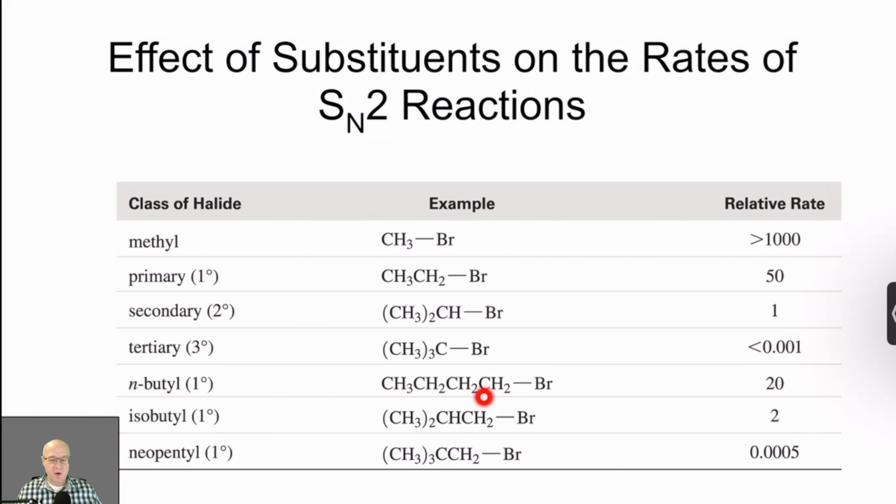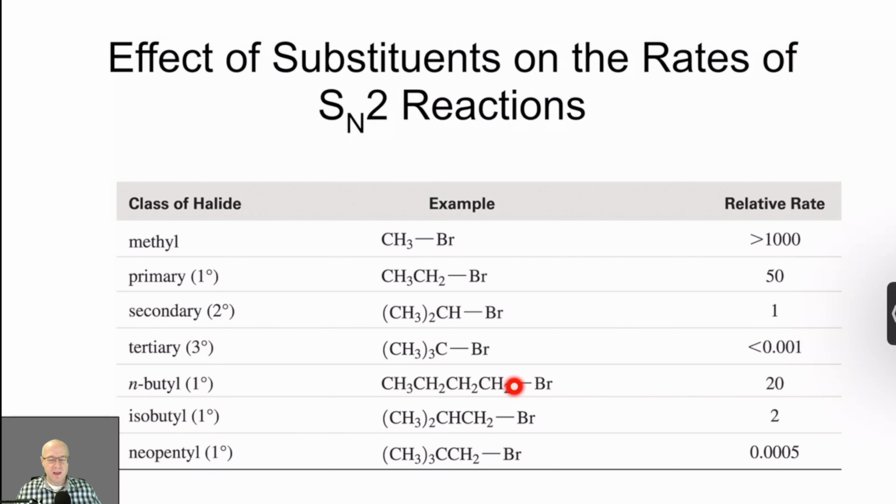Now, this is a primary one, though. So why isn't it reacting at 50? See, primaries were here. They're reacting 50 times faster than the secondary. Primary is slowing this down. Look at this, 20. What slowed it down? Well, the fact that this chain got longer.